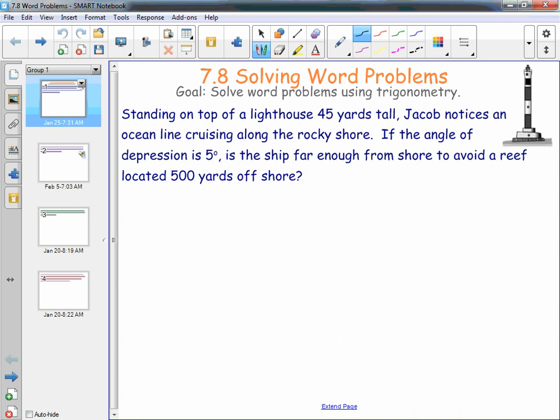All right, today we are talking about section 7.8, solving word problems. This is a section that is not in the textbook. It is an extra section. Our goal today is to solve word problems using trigonometry.